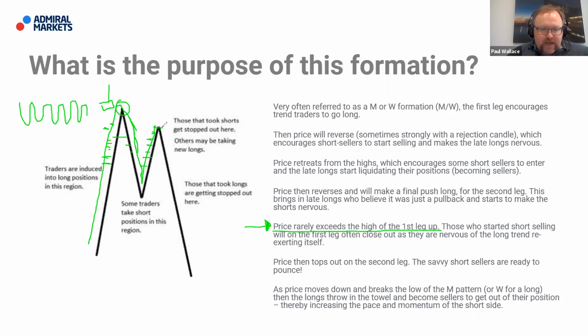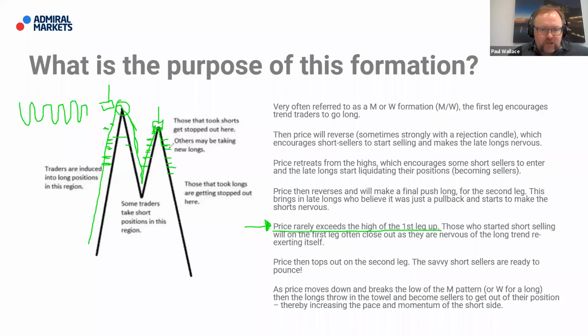Then price tops out here. It's very often, once again, a rejection candle. This could be a rejection candle, a pin bar, an engulfing candle, a key reversal. And then what happens is price starts to sell. The sellers join and the longs liquidate their position. If you've been long, if you've been a buyer, what do you have to do to get out of your position? Well, you have to sell.